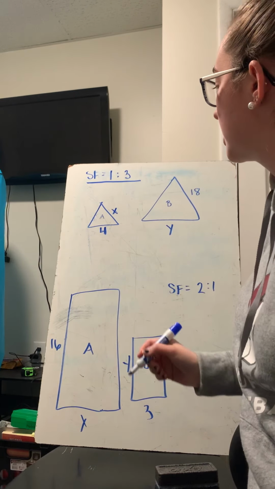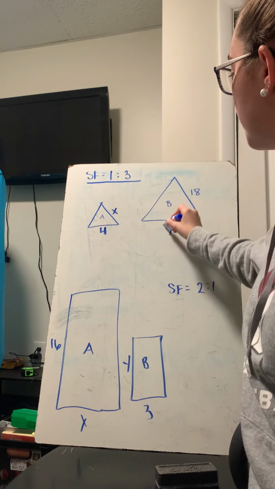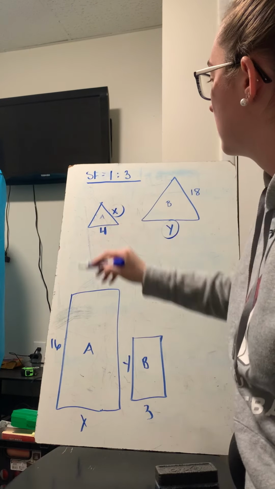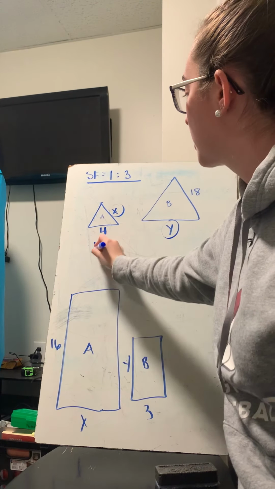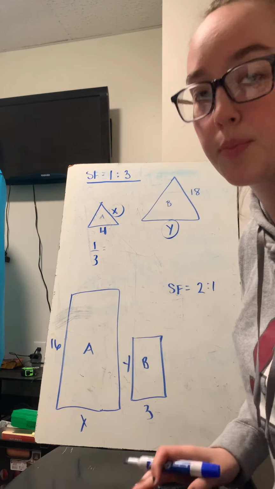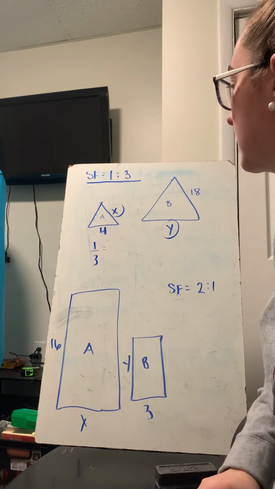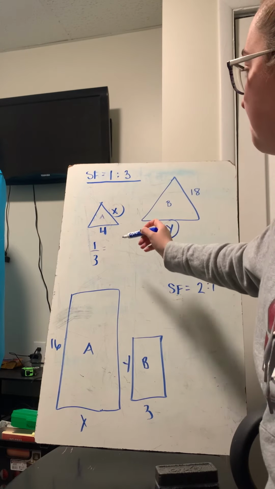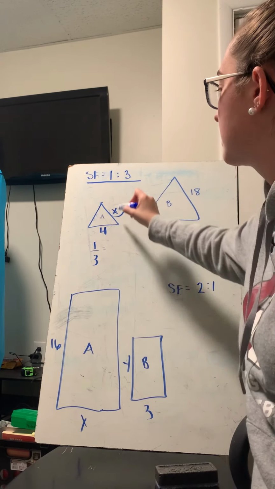I'm going to change it so I can solve for my missing values. Okay, I'm going to change it to a fraction because I'm eventually going to figure out what the proportion is. I'm going to write it as a proportion. So 1/3. Remember, the 1 corresponds with the triangle A.